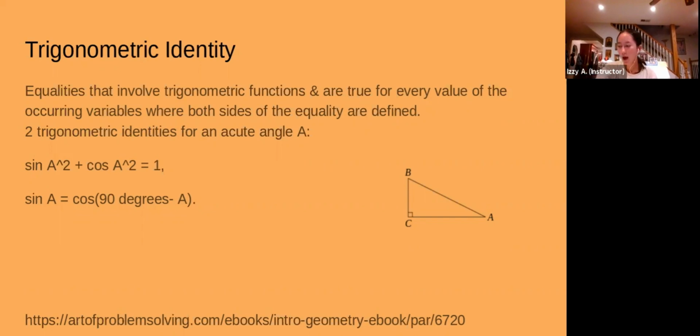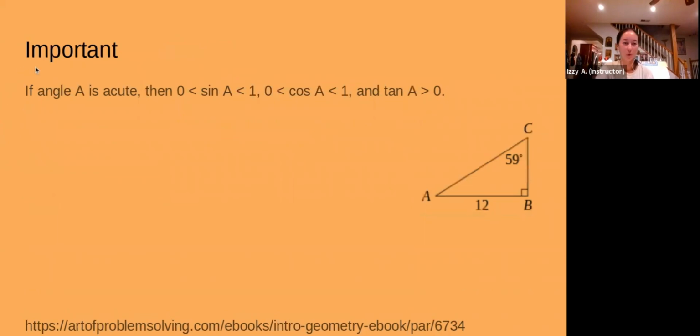Okay, I will go ahead and go on to the next slide, which is an important slide. If angle A is acute, then 0 is less than sine of A, which is less than 1, and 0 is less than cosine of A, which is less than 1, and tangent of A is greater than 0. I would say this is pretty straightforward.